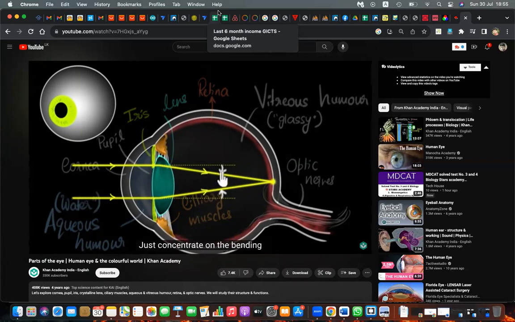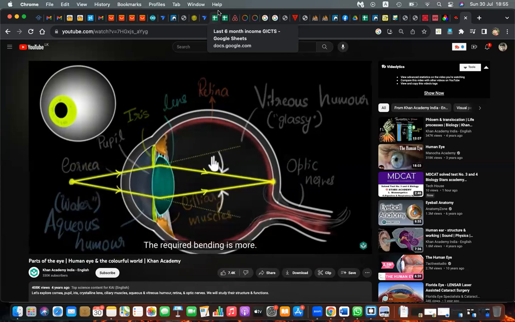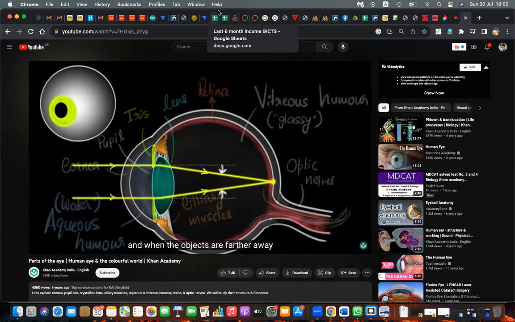So just concentrate on the bending when the object comes closer. Here it is. Can you see that? The required bending is more. More refraction is needed, meaning more optical power is needed. So when objects are closer, we require more optical power, more bending. And when the objects are farther away, we require less optical power, less bending. So notice our eye should be able to change its power depending upon how far the objects are.